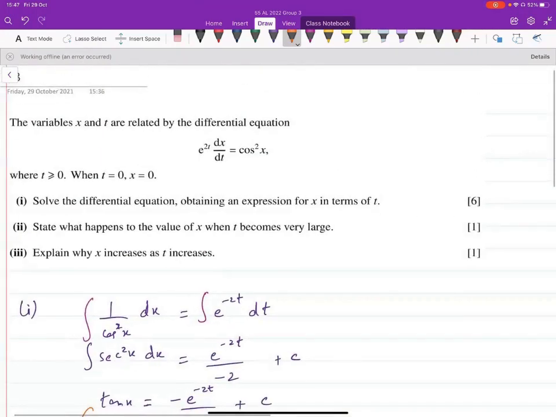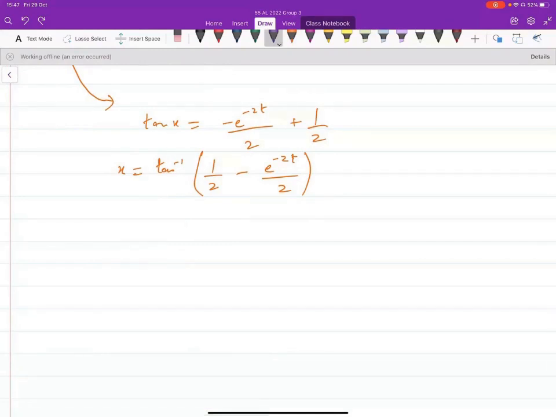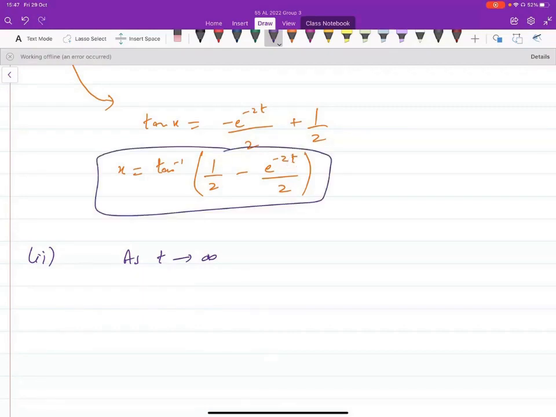Now, the second and third parts are actually why I wanted to do this question. State what happens to the value of x when t becomes very large. You've got this thing here, x in terms of t. As t becomes very large का मतलब है as t goes to infinity, so it becomes extremely large. T की value बहुत बड़ी हो जाए, तो क्या होगा इस पूरे expression को? What about x in that case?